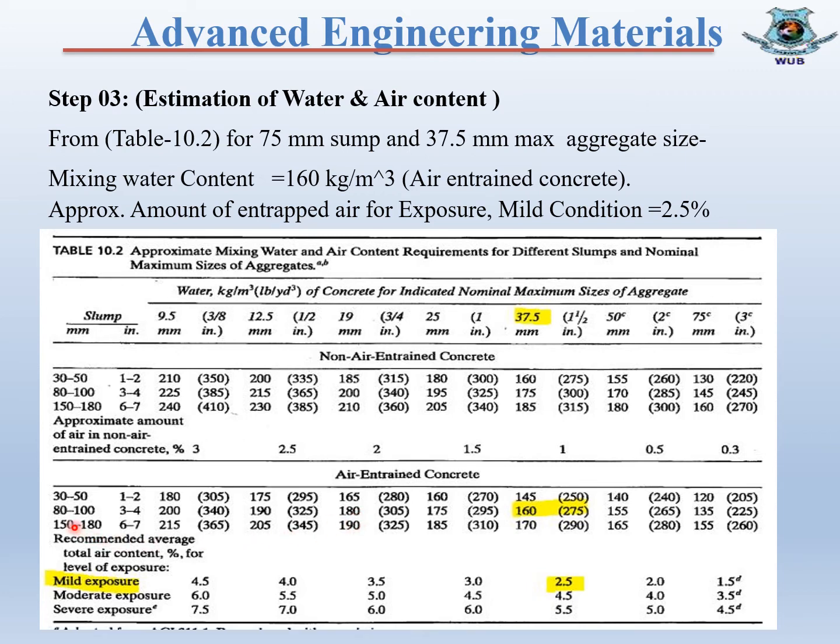And in the question it is also stated that the slump value is 75, which is very near to 80, so we will use this row. And as our maximum aggregate size is 37.5, the water content required for this construction is 160 kg per meter cube. And as this is air entrained concrete, we have to calculate the entrapped air. And in the question it has stated that the exposure is mild exposure, and using this exposure we can calculate the entrapped air. For mild condition, entrapped air is 2.5%.